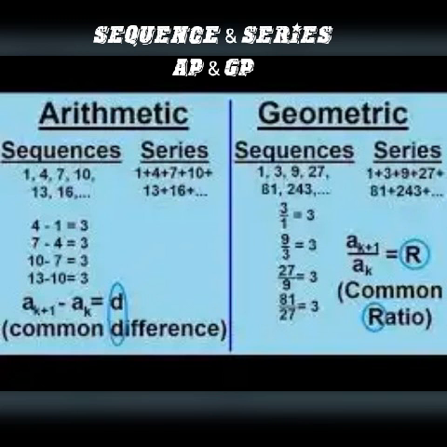Noting that the first term of an AP is given to be A, the second term of an AP is A plus D. The third term will be A plus 2D. The fourth term is given to be A plus 3D.